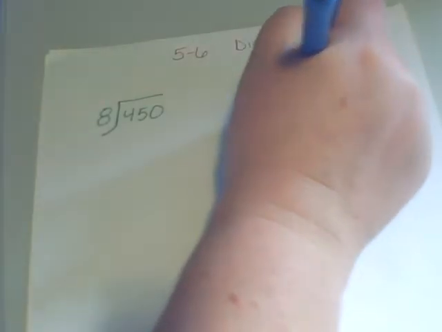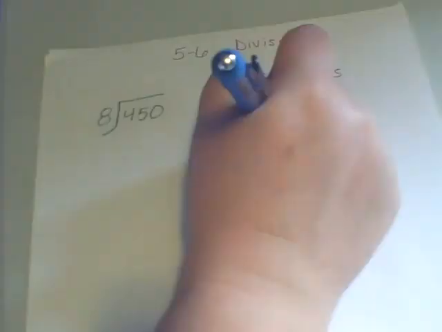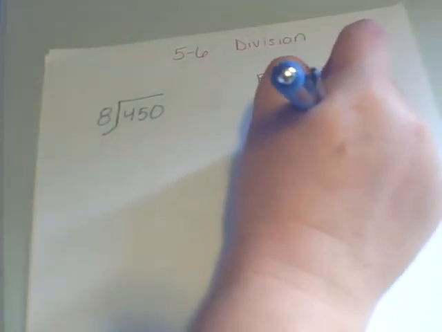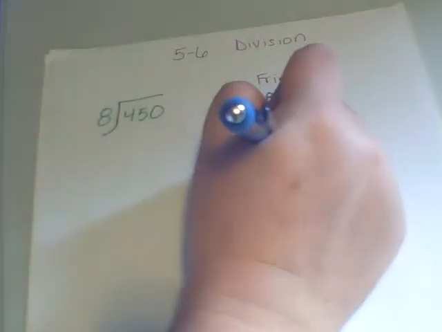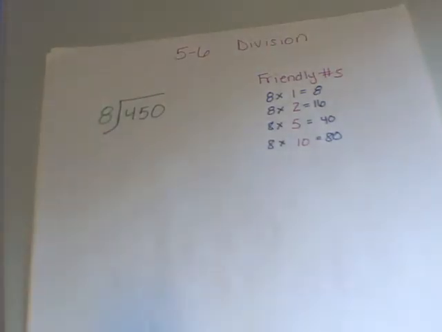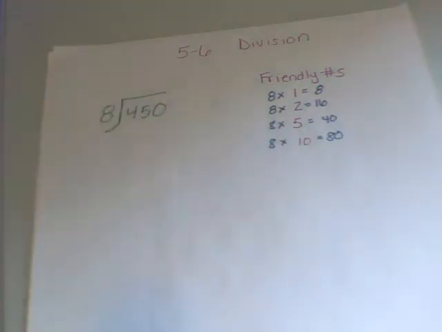All right, so we're going to do 8 times 1 gets us 8. That's really far away from 450. We're going to do 8 times 2, which we double it, gets us 16. Still really far away from 450. 8 times 5 is 40. Still pretty far away from 450. And 8 times 10 is 80. So it looks like multiplying by 10 is going to get us the closest to 450.